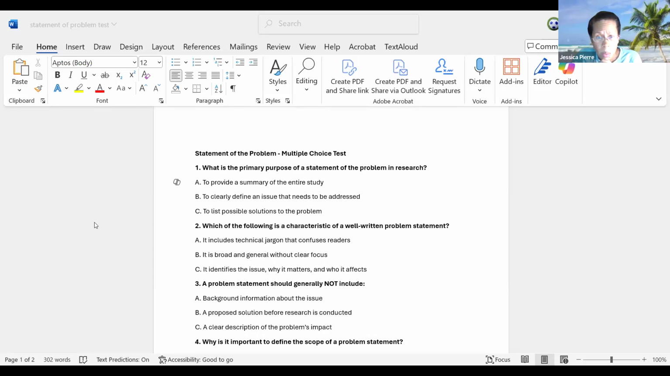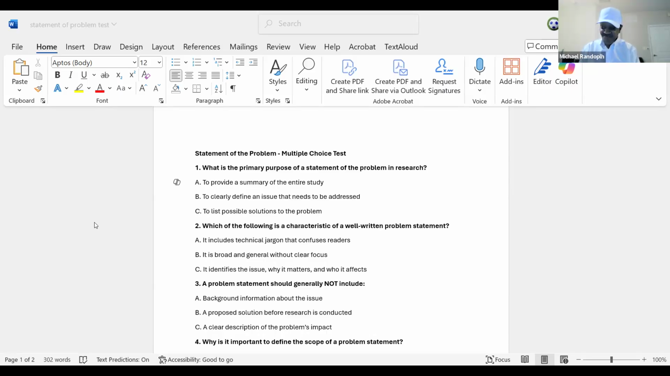I would say C, identifies the issue, why it matters, and who it affects. Bingo. Question three: a problem statement generally does not include... I would say B, a proposed solution before the research is conducted.